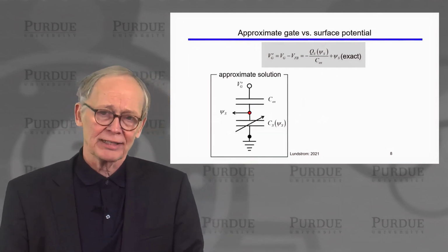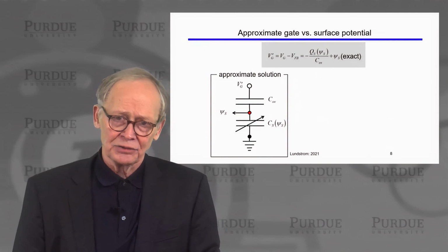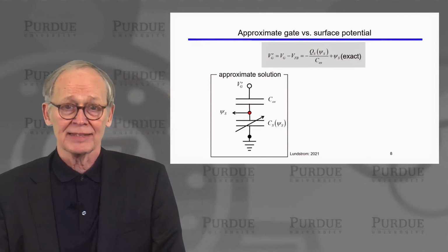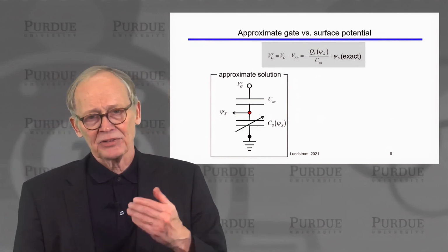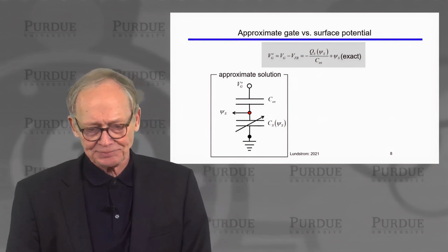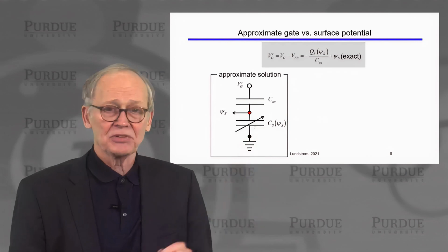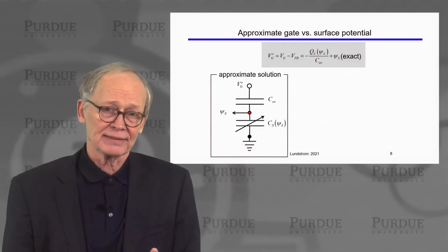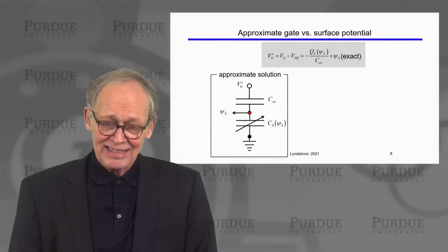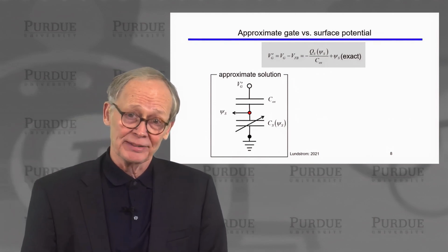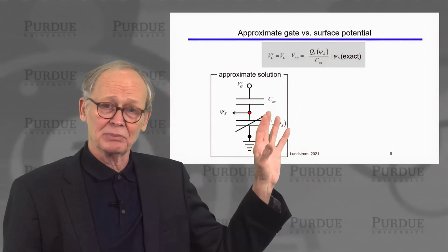We also talked about an approximate way to deduce the surface potential from the gate voltage by thinking of this system as 2 capacitors in series. Now, it's an oxide capacitance and it's a semiconductor or depletion capacitance if we're in depletion. That depletion capacitance is voltage dependent. So this is really a little bit complicated.